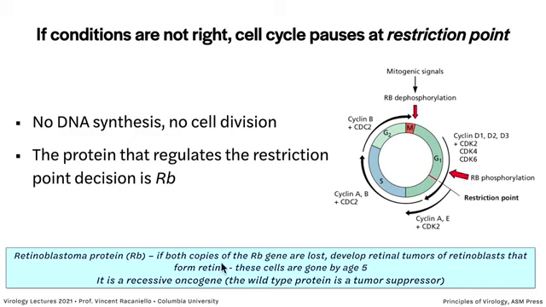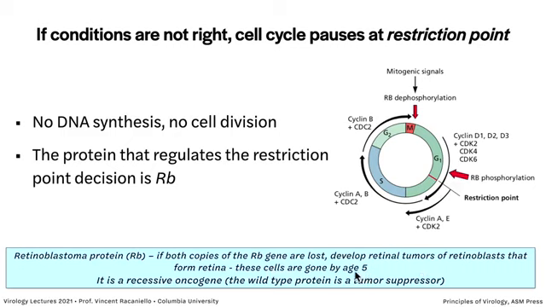Now, again, to remind you, we talked about this before, but RB, retinoblastoma protein, was identified in children with retinal tumors of retinoblasts, and they have lost both copies of the RB gene, those kids who developed those tumors. You have to lose both copies, and if you do, then this restriction point is gone and the cells keep dividing, and that's why you get the retinal tumors.